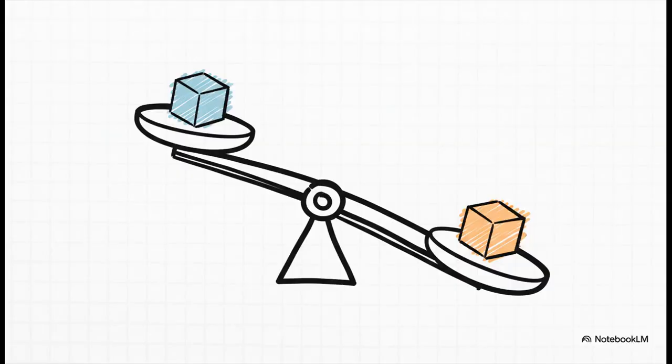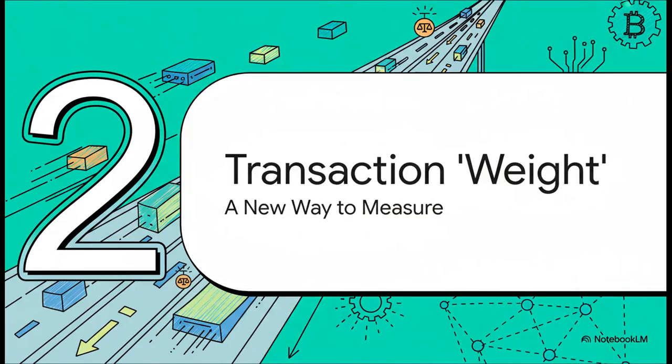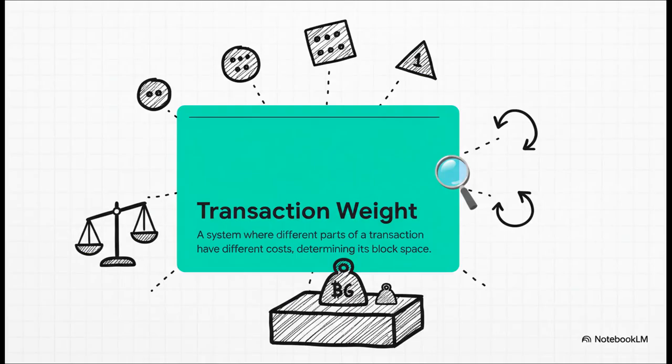But this is where it gets really clever, because it's not just about how big your transaction is in terms of file size. Nope. The network uses this much more sophisticated system, this idea of weight, to figure out what fits. And the key is, it treats different kinds of data, well, differently. And that brings us right to the solution, which is called transaction weight. It's a whole new way of measuring things, and honestly, it's the secret sauce that keeps that digital highway from getting totally gridlocked.